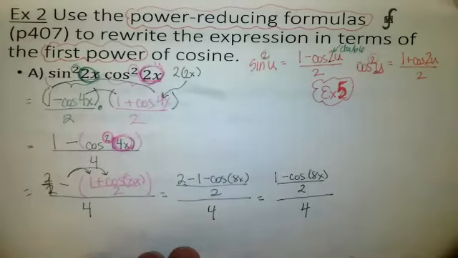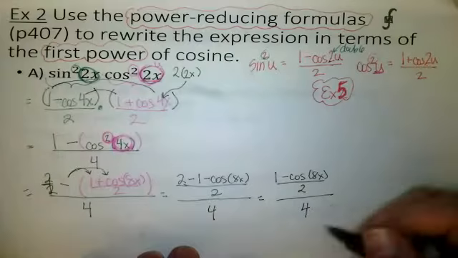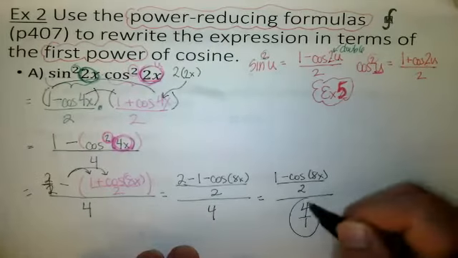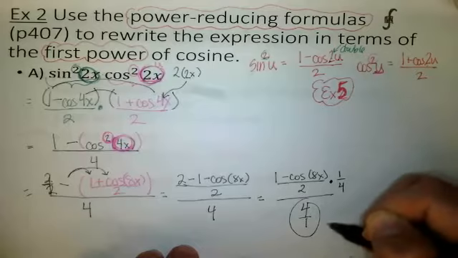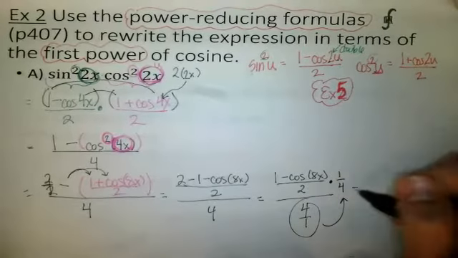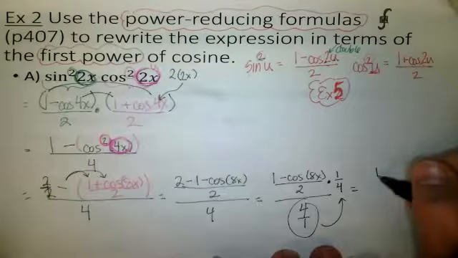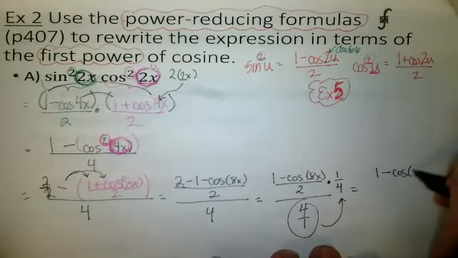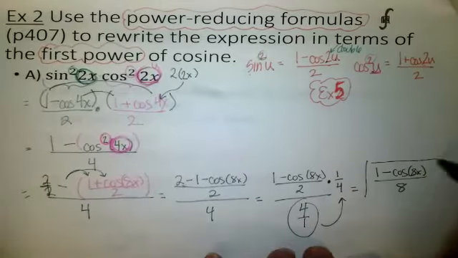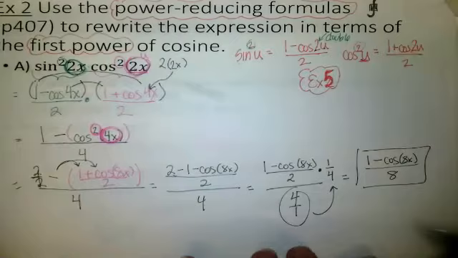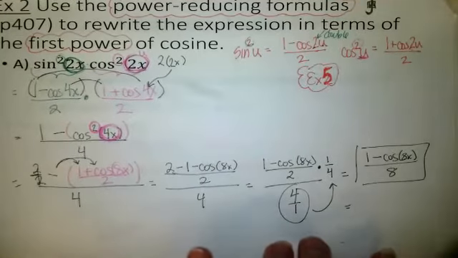Well, what do we do now? Keep, change, flip. Very good. This is 4 over 1. We're going to flip it and multiply by 1/4. And that gives me 1 minus the cosine of 8x, all divided by 8. This is a perfectly wonderful answer. However, it is not the answer your book is going to see. You're going to see in your book, rather.